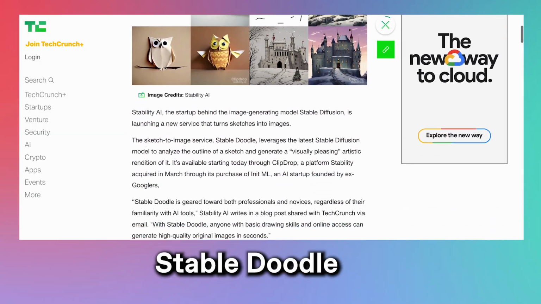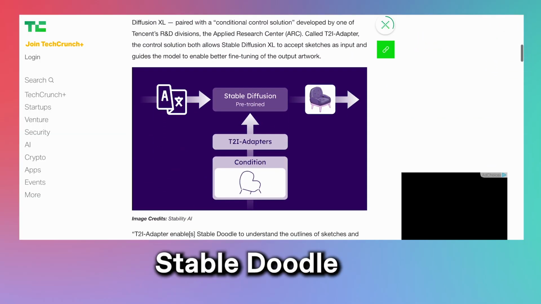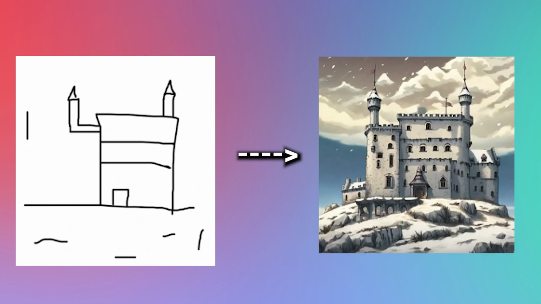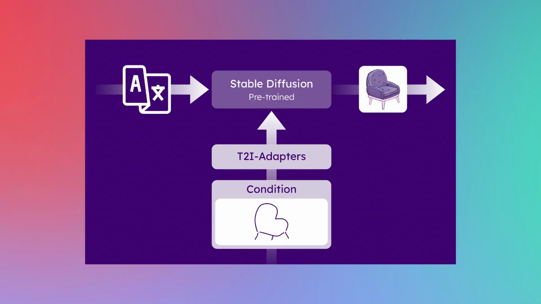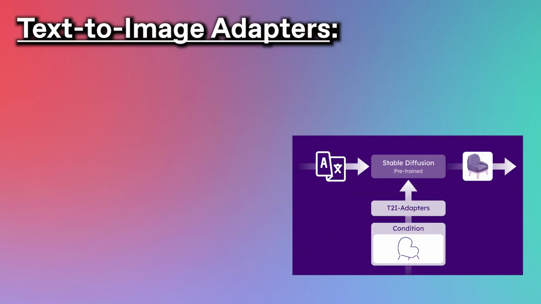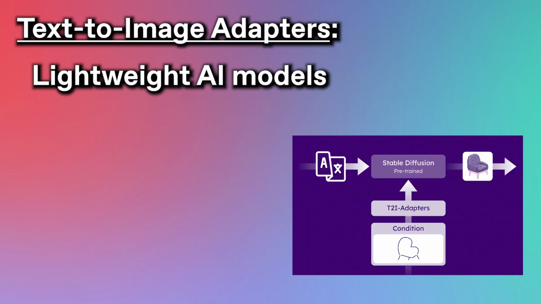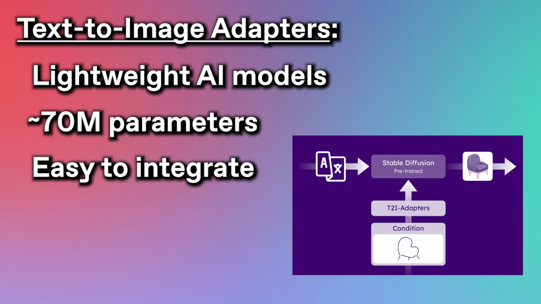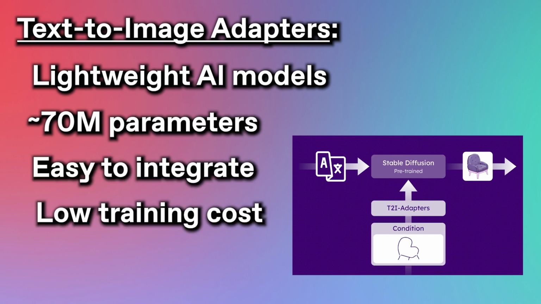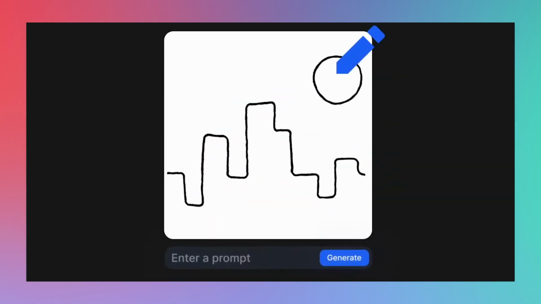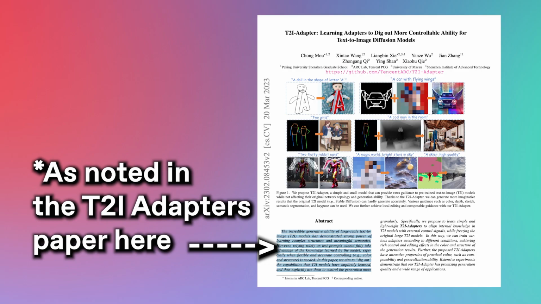Anyway, Stable Doodle is an AI model that takes a basic sketch you made and turns it into beautiful art. Stable Doodle is built on a series of text-to-image adapters, or T2I adapters for short. These are lightweight AI models containing about 70 million parameters that can easily be inserted into existing text-to-image diffusion models with low training costs. These adapters were created as an experimental way to quote-unquote dig out the skills that image generation AI have implicitly learned over the years.